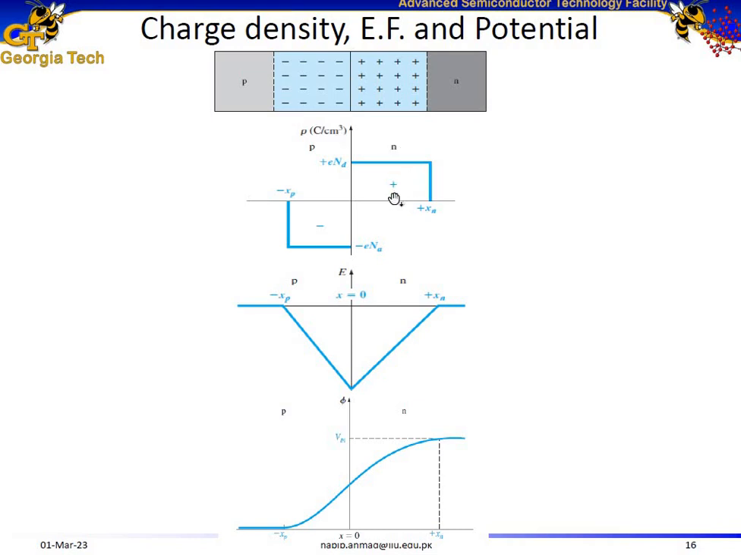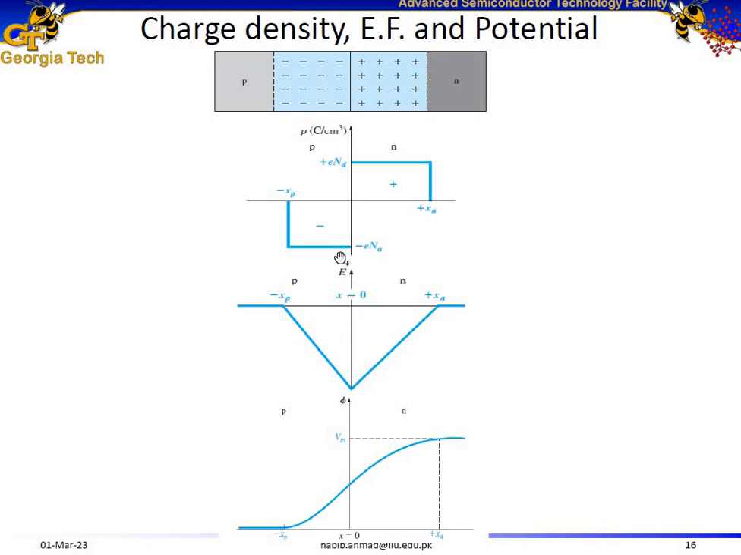And we have positive charges over here. So the charge density would be qND on the n side of the semiconductor, and minus qNA on the p side of the semiconductor, because on the p side we have negative charges. NA represents the acceptor doping, and ND represents the donor doping.